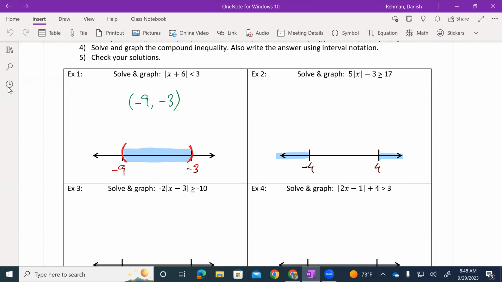Now, key point. Do we have the inequality as less than or equal or greater than or equal? Equality is there. What should I use? Parentheses or the brackets? Brackets, good. So I will put here the brackets like this. I will use the brackets there. Got it? Makes sense?